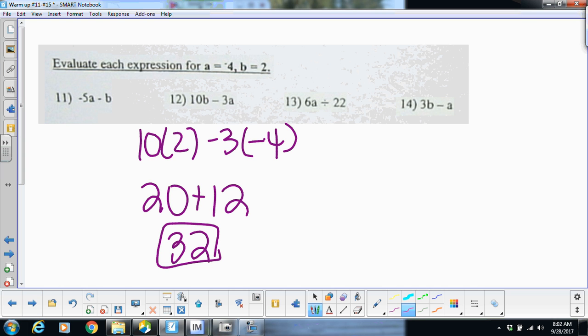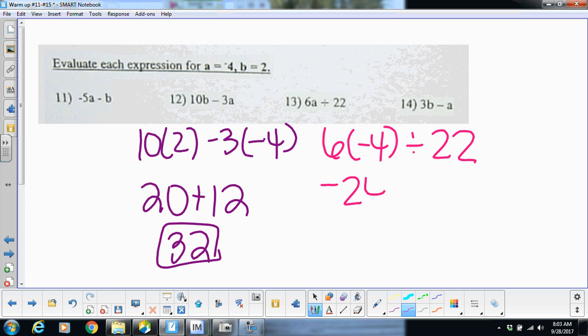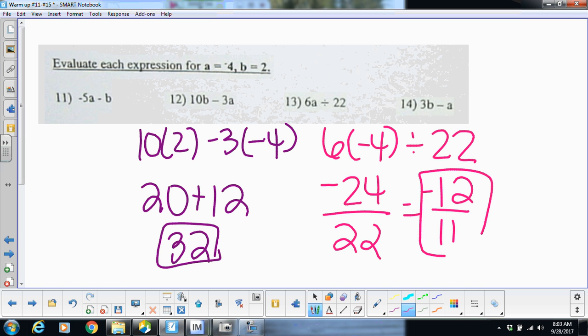All right, and then for number 13, we're going to start with 6a divided by 22. So 6 times -4 is going to be -24 divided by 22. If you want to write it this way, you can, just so you can see. And now we are going to simplify. That takes it down to -12 over 11.